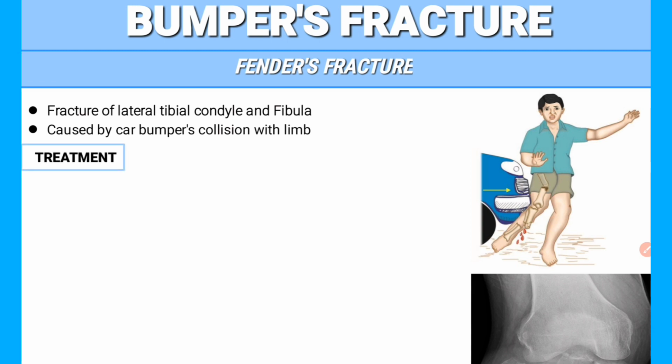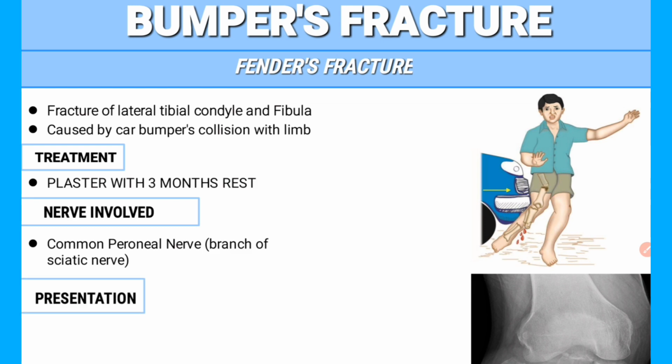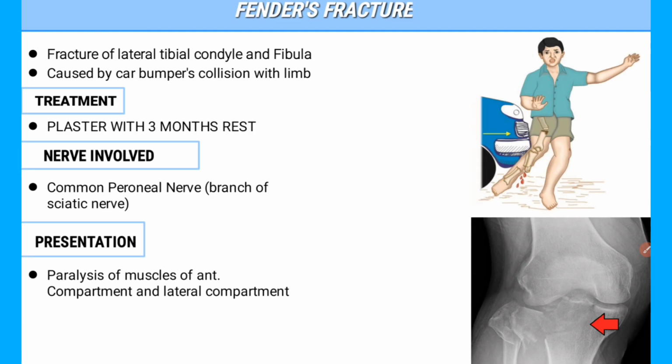The treatment of bumper's fracture is plaster with 3 months rest. No surgical intervention is required. The nerve involved in bumper's fracture is the common peroneal nerve, the branch of the sciatic nerve. The presentation is paralysis of the muscles of the anterior compartment and the lateral compartment.